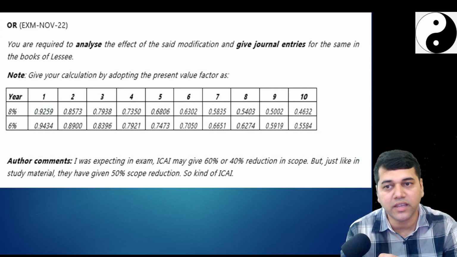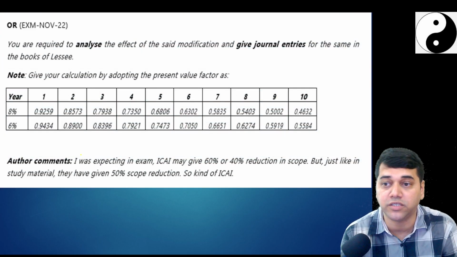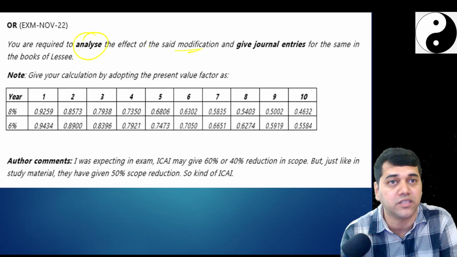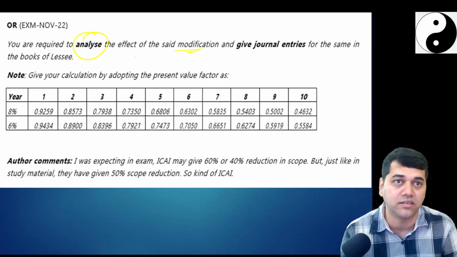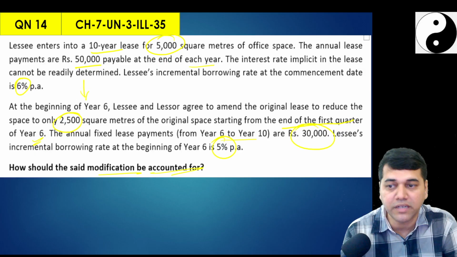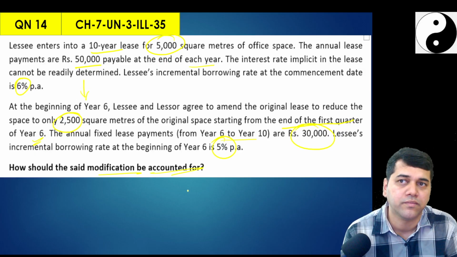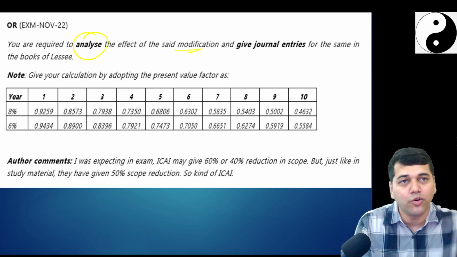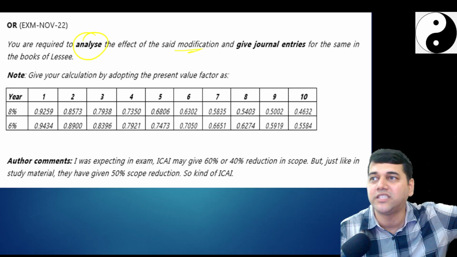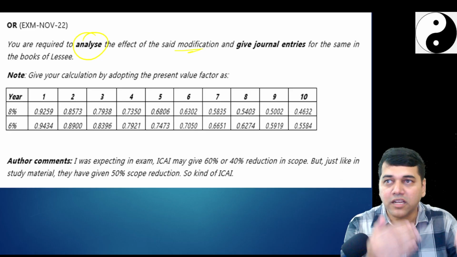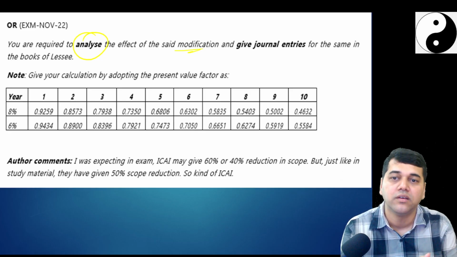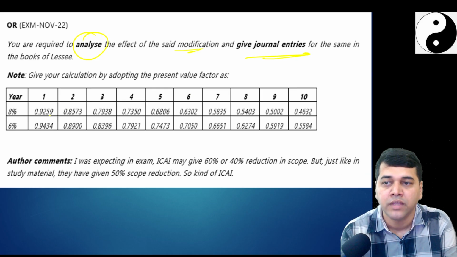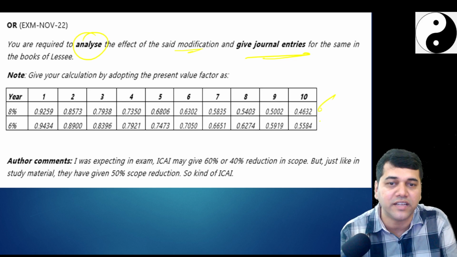Yes, so this is the case. Now when it came in the examination, they said analyze the effect of the modification. That means we have to give that theory. Because if you see the study material, they simply say how it should be modified. But in the examination, they said analyze the effect. That's what we are writing. We're going to calculate, and the difference will be adjusted there. That's analysis. The components, how do you adjust it? Give the journal entries for the same on the date of modification, and they have given you the present value factors at 6 and 8%.